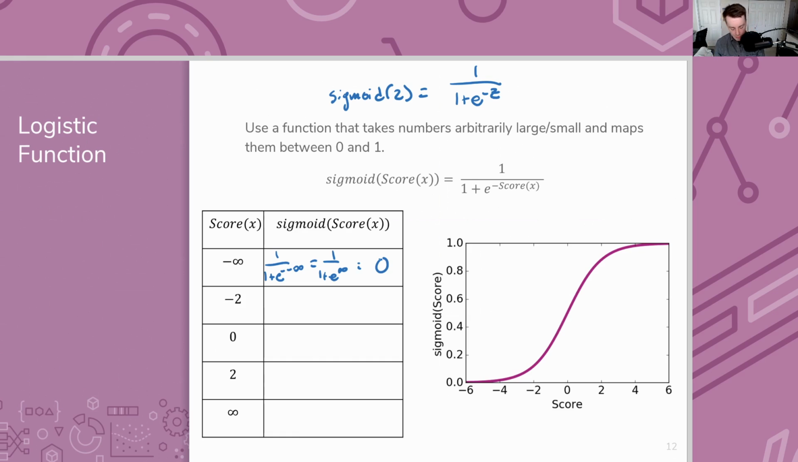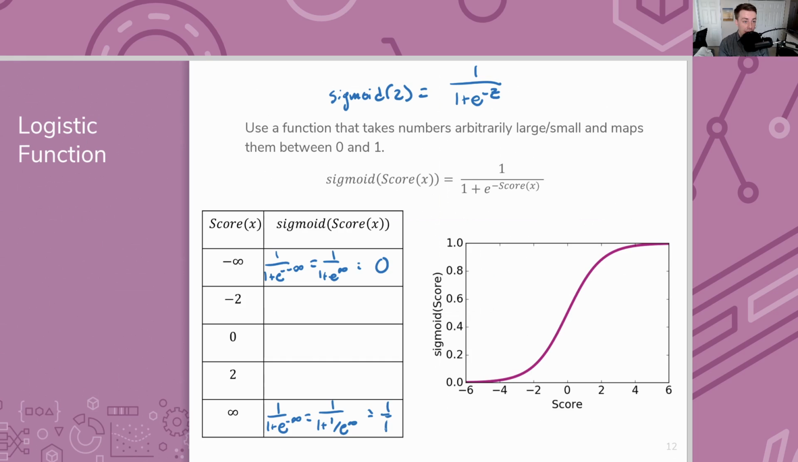Now, on the other extreme, what if you did something like positive infinity? Well, this would be 1 over 1 plus e to the negative infinity. Remember, there's that negative sign in the equation. And remember that a negative power is the same as 1 over that thing. So it's 1 plus 1 over e to the infinity. Again, e to the infinity is very, very large, it's also going to infinity, so 1 over that goes to 0. This goes to 1 over 1. This is why when the score is very, very positive, it's close to 1.